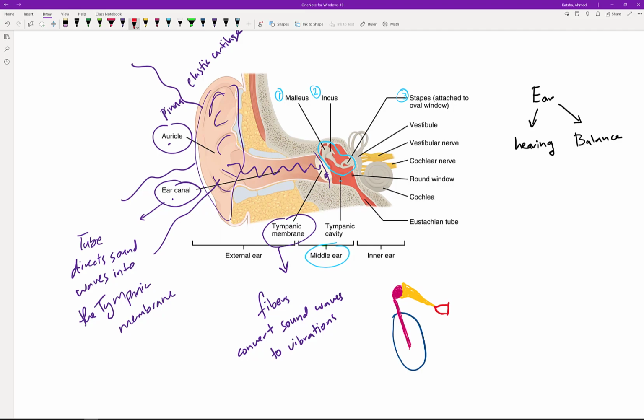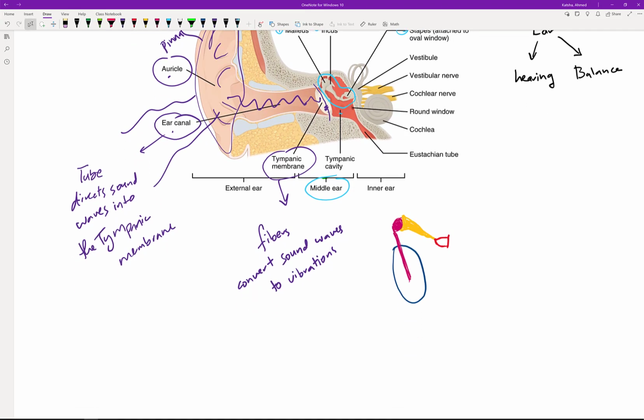Now, what do they do? They amplify the vibrations. So the function of the three ossicles is to amplify vibrations. Notice that we are not talking anymore about sound waves. We are talking about vibrations, because the sound waves ended at the tympanic membrane. After that it is all vibrations. And because of the size difference between the tympanic membrane and the stapes, this area, we are talking about 27 times of amplification from here to here.